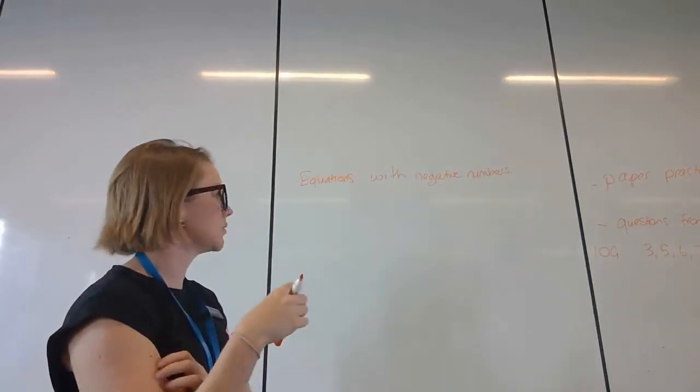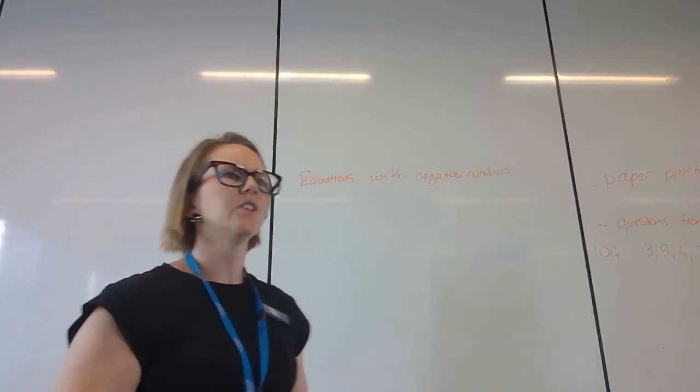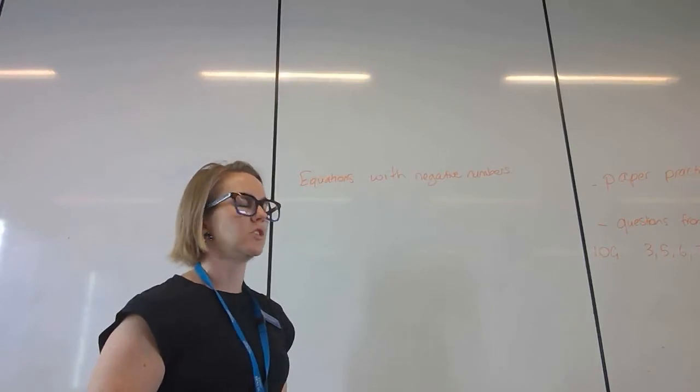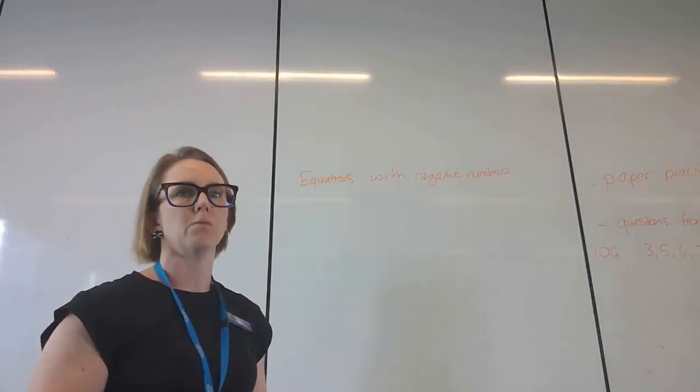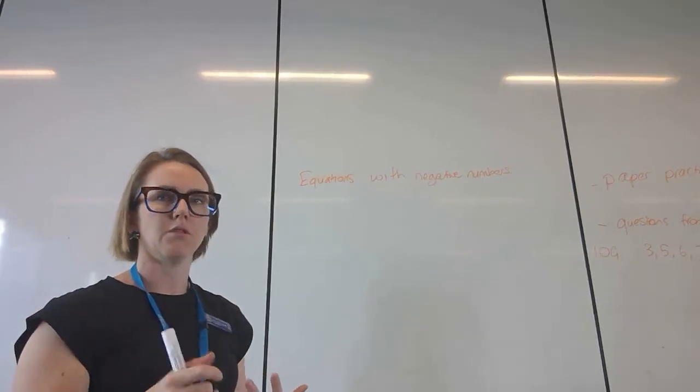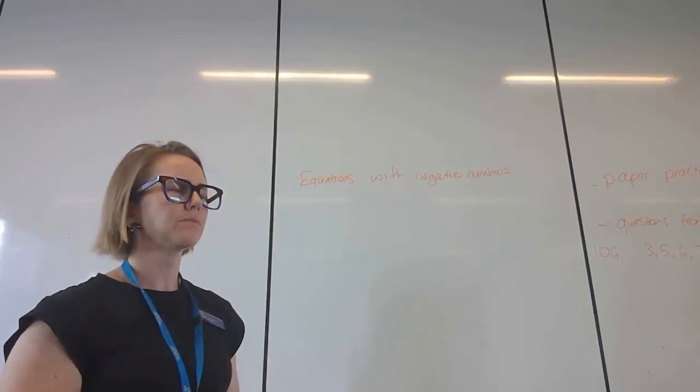So, equations with negative numbers. These are unusual and not common, but they do definitely exist. When you think of negative numbers, we're talking about numbers that are less than 0, and we show that with a negative and then the number.